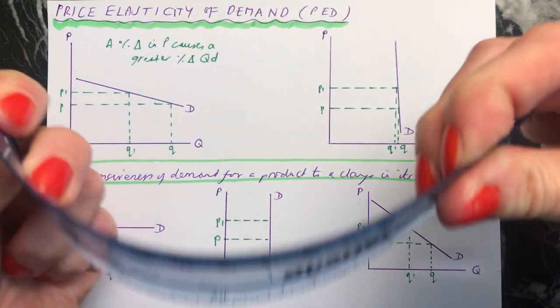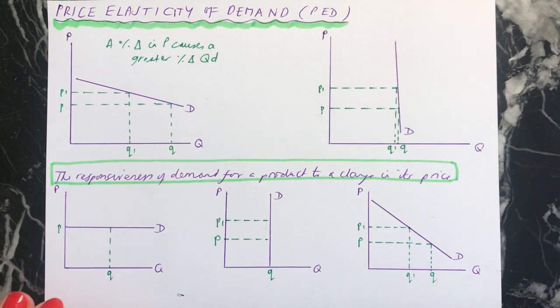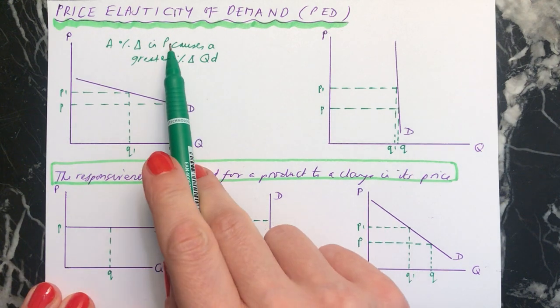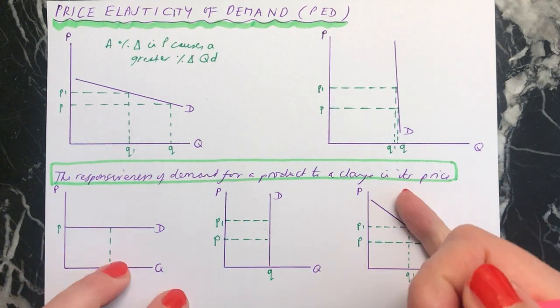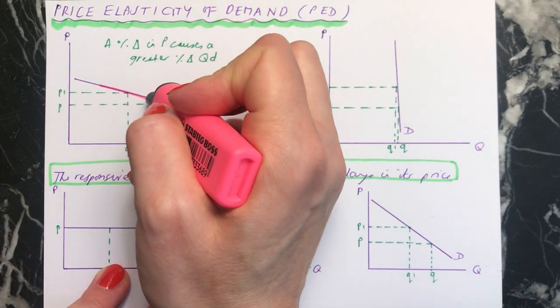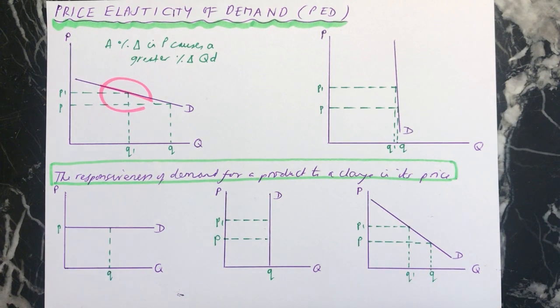It moves a lot, like this ruler. It's very elastic. So when the price changes, it causes a greater percentage change in quantity demanded. And the way to remember that this is elastic is that the curve looks a bit like an E for elastic.